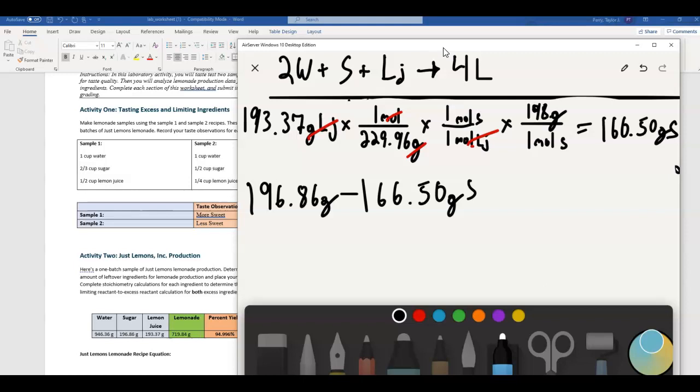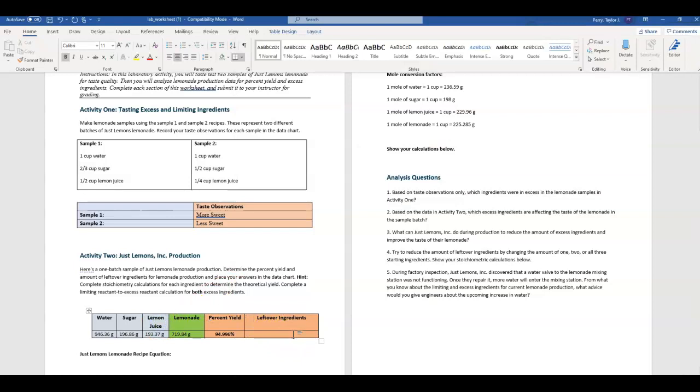So we're just going to subtract that value. That's all we're going to do. 196.86 minus 166.50 equals 30.36 of sugar. So that's how much sugar is going to be left over. 30.36 grams of sugar. And you know what? I guess I'll put that on the right, and then water can go on the left.